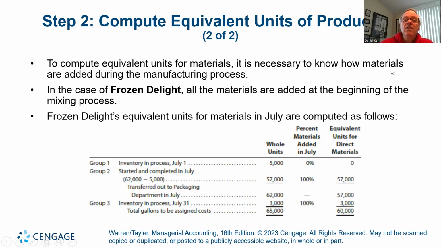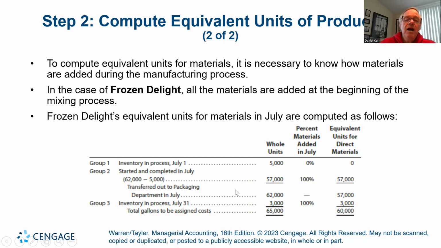So let's look at an example here, and let's compute the equivalent units of material for Frozen Delight. Frozen Delight had 5,000 units on hand at the beginning of the period. Those were added at the beginning of the period, and it's carryover inventory, so that must have been carried over from June. As far as work done this period, there are no equivalent units of material added to that beginning inventory.